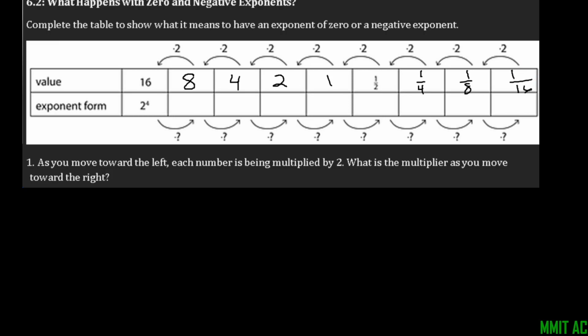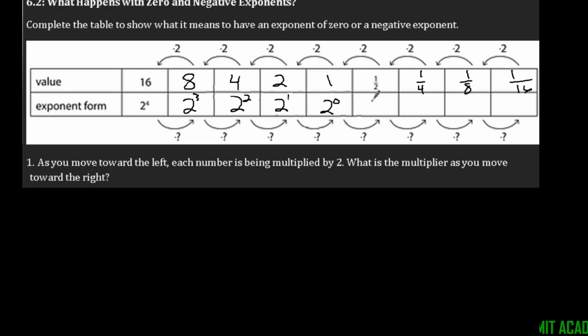So as we're moving to the left, it's like we're multiplying by 2, and as we're moving to the right, we're dividing by 2. And so for that exponent form, we can say it's like we're decreasing that exponent by 1 each time. So when we're dividing by 2 each time, we are subtracting from the exponent. So we're going to say this is 2 to the 3rd power, which is 8, 2 squared is 4, 2 to the 1st power is 2, 2 to the 0 power is 1.